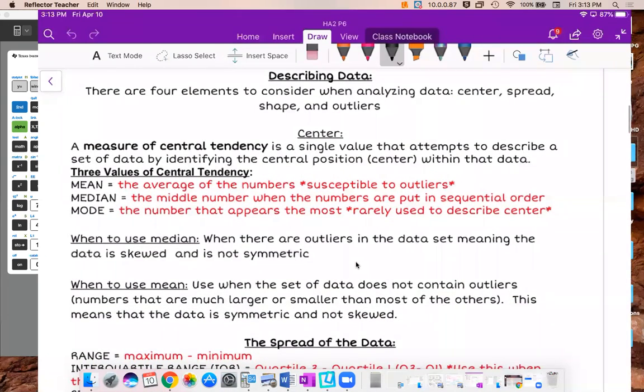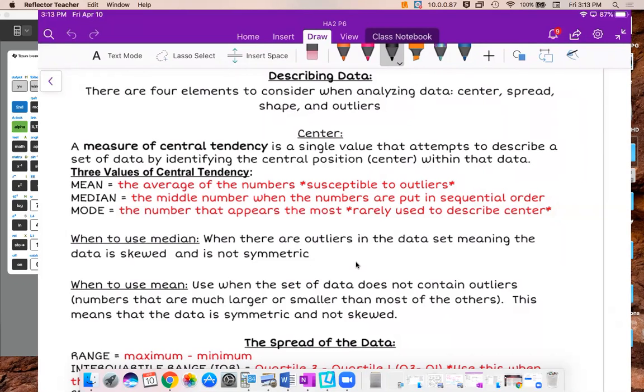The center is, it says, a measure of central tendency is a single value that attempts to describe a set of data by identifying the central position or the center within that data. And there's three different ways that we can measure the center. And depending on our data and depending on how it's laid out and if we have outliers and different things, we use a different central tendency to tell us about our set of data.